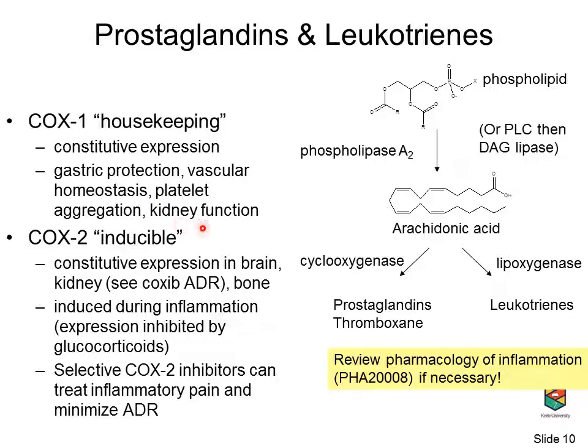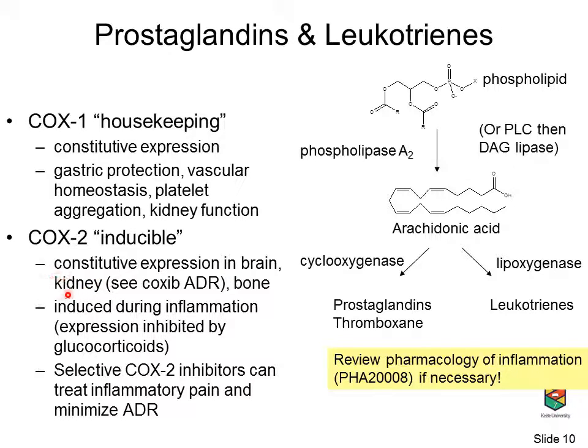It also plays a role in kidney function because prostaglandins regulate the perfusion of the kidney by regulating the dilation of the afferent arteriole that comes into the glomeruli. Okay, so that's COX-1. COX-2 is expressed continually in some tissues. That's what I mean by constitutive. It's always been expressed, for example, in brain and kidney, and that's going to become important.